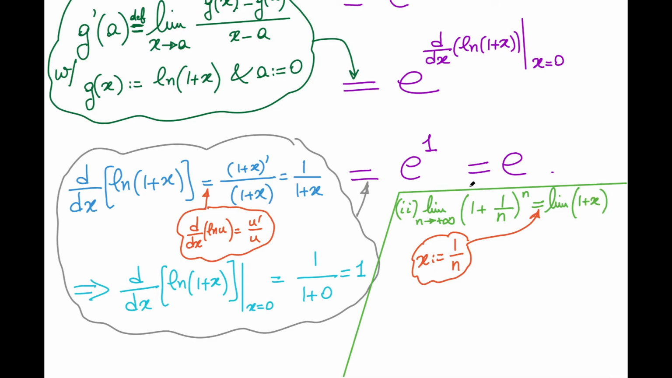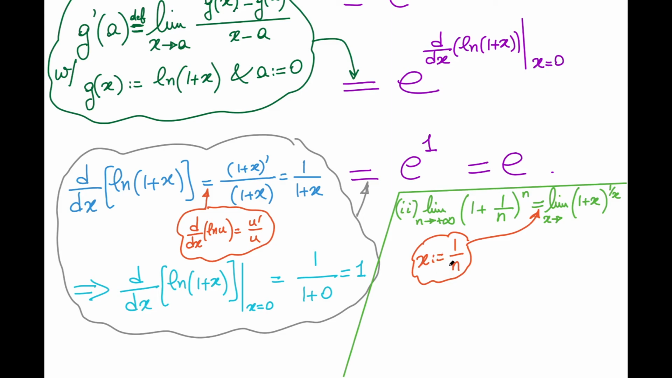And what is that power? If x is 1 over n, what's n? Isn't it 1 over x? Solve for n here. If x is 1 over n, doesn't that mean that n is 1 over x? So n is 1 over x. I can rewrite this n as 1 over x. And now if n goes to infinity, x goes where?